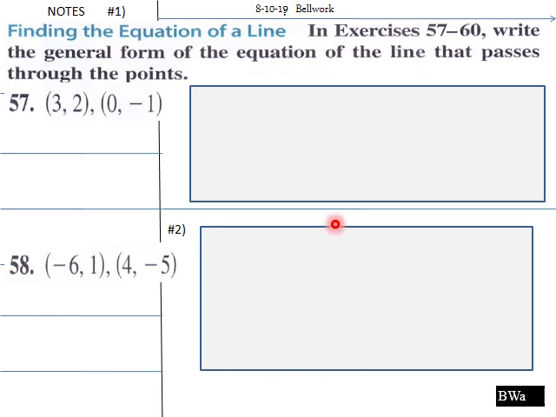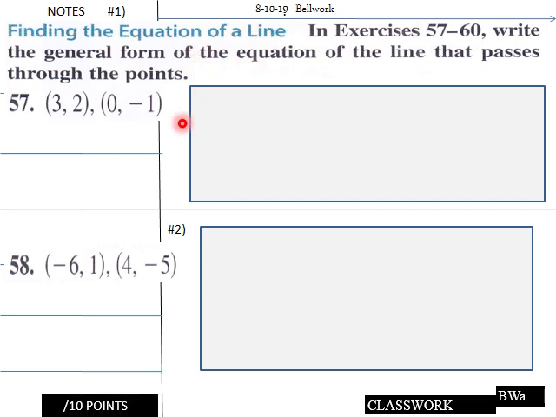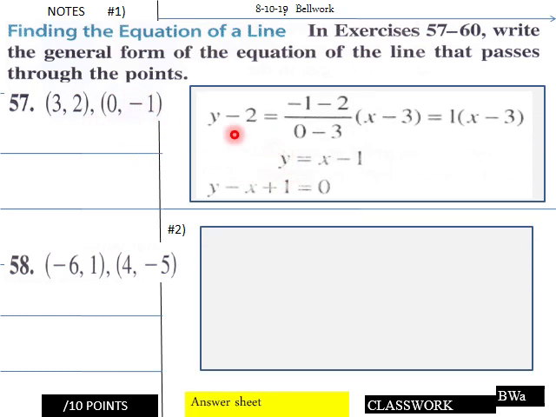Okay, welcome back for our solutions for today's bell work. We have these 2 points here, (3, 2) and (0, -1). So the general form of an equation here is y1 minus y2, then we need the slope, then we have x1 minus x2. When we get through with our calculations, this equals 1 times quantity x minus 3. Then when we solve for y, we move this over here and we get y equals x minus 1.